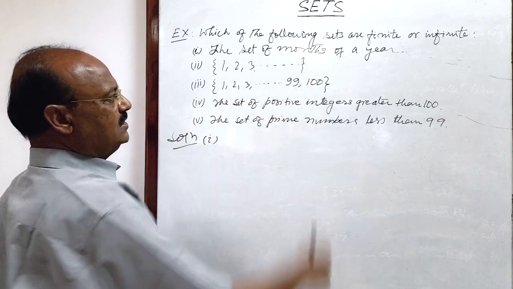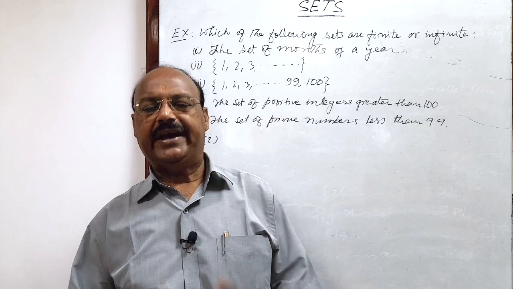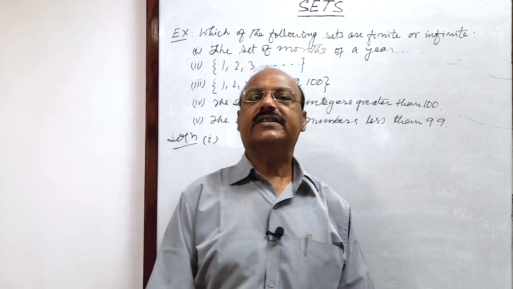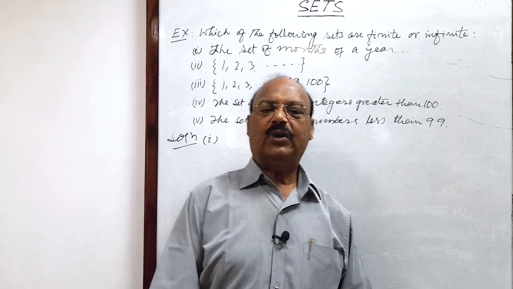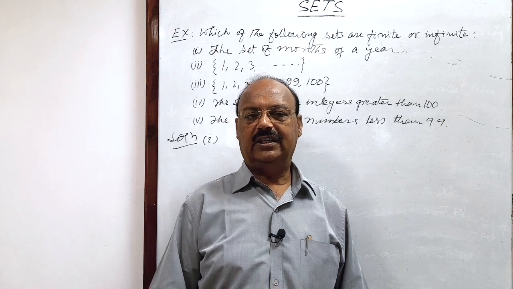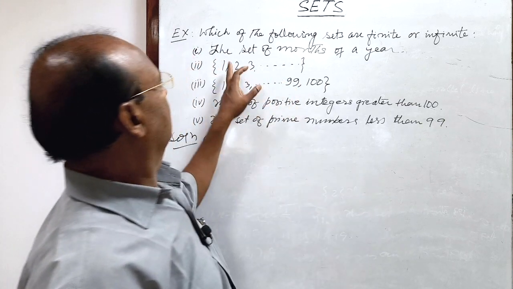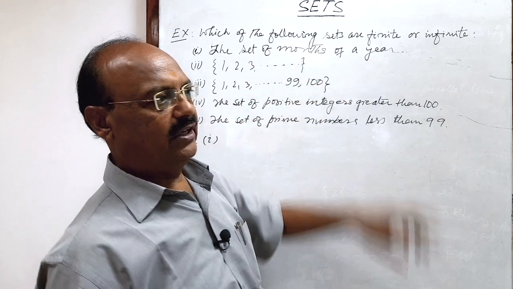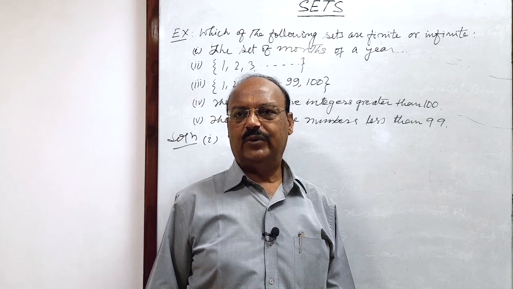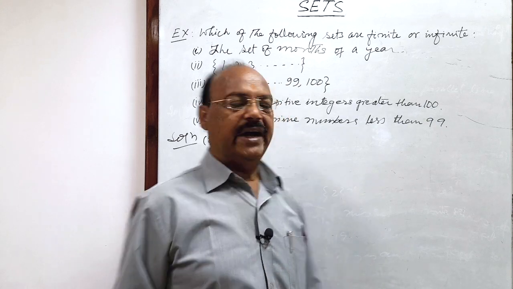First, the set of months of a year. We know that a set having finite number of members, finite number of elements is known as a finite set, whereas if number of members, number of elements in a set is infinite, accordingly set is known as infinite set. So in this case, this is set of months of a year. So you know that in every year there are 12 months. 12 months means finite number of months. So this set is a finite set.